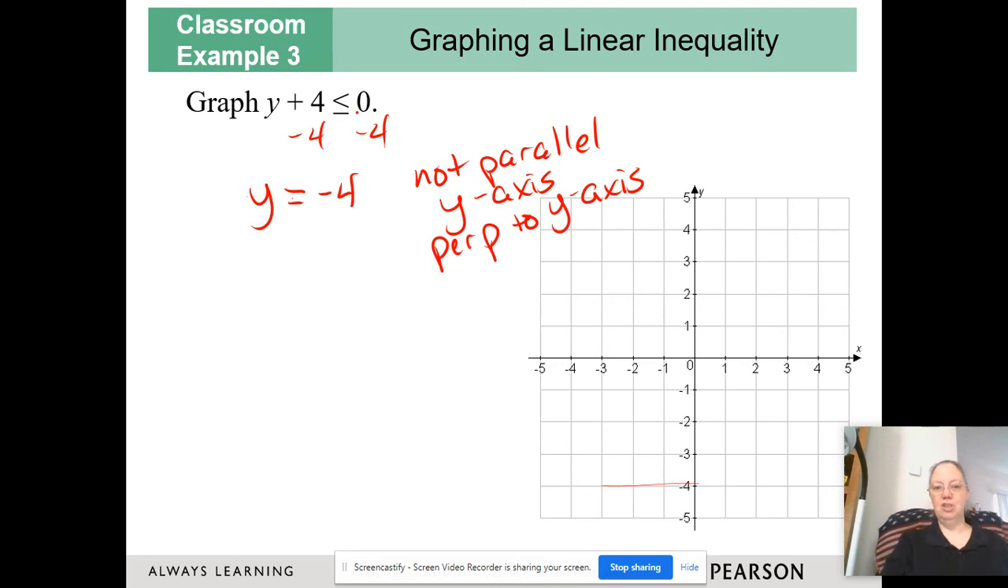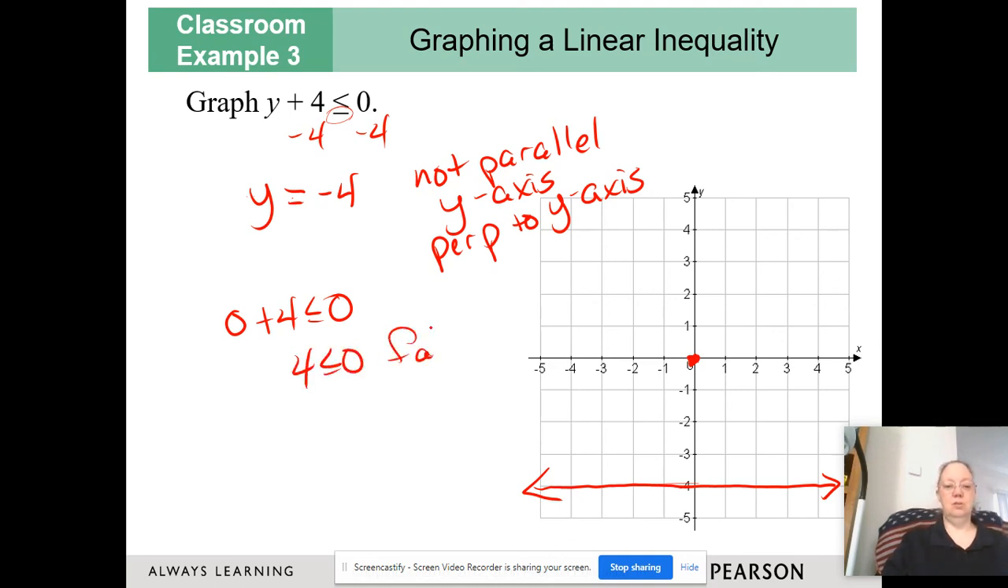I have to check, am I going to draw a solid line or a dotted line? Because it's equal to, I'm going to draw a solid line. Now we're going to pick a test point. So let's just use 0, 0. I plug 0 into the inequality. There is no x to plug in, but I can plug in a y. And this is false.